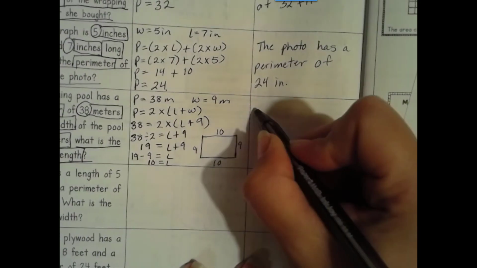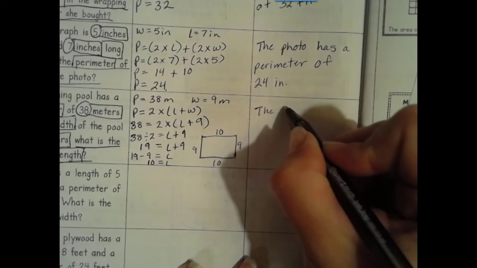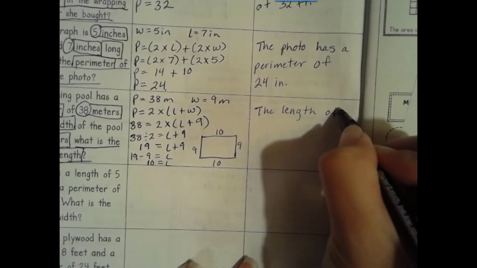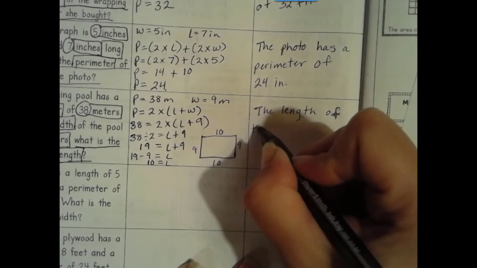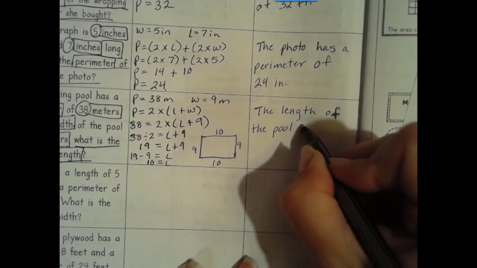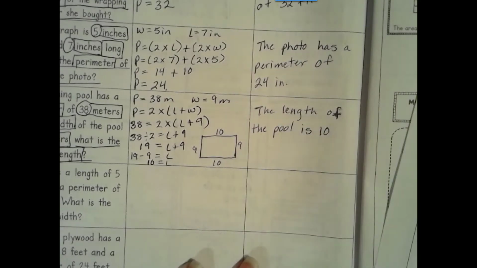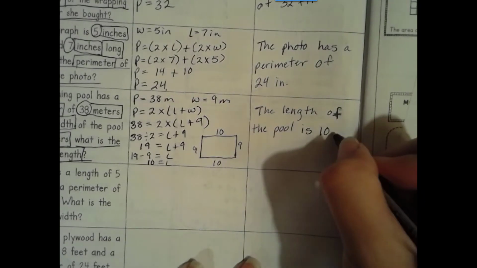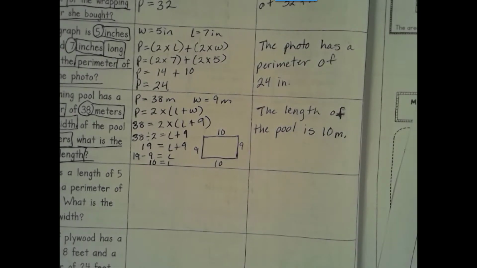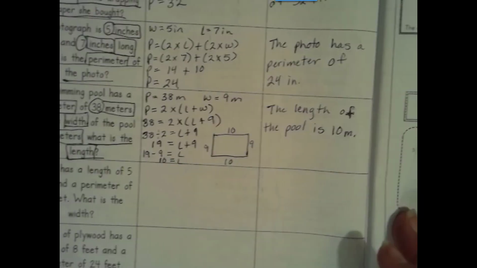So what is the length? The length of the pool is 10 what? 10 meters. Because if I don't tell the unit, the number 10 means nothing. 10 chickens. 10 meters is what we need to have there.